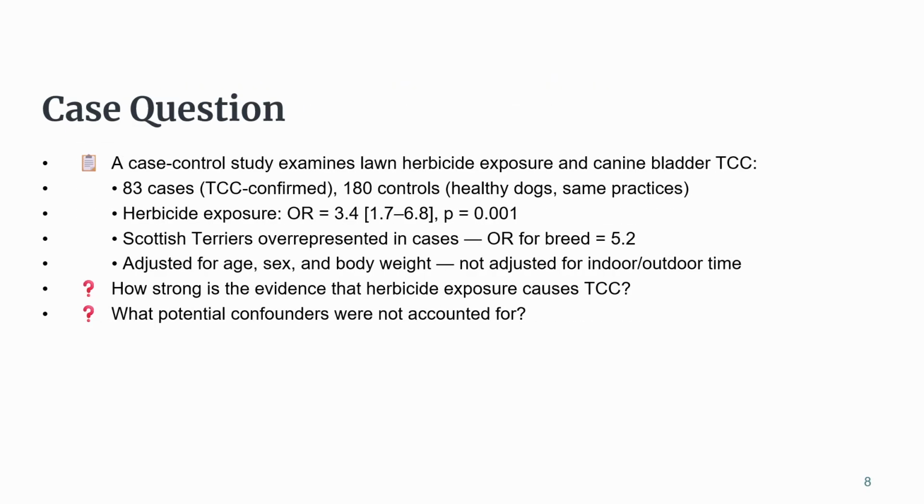Let's work through this case question together. It's a realistic and clinically relevant scenario. You're looking at a case control study of lawn herbicide exposure in transitional cell carcinoma in dogs. OR equals 3.4, confidence interval 1.7 to 6.8, doesn't cross 1. Statistically significant. The association is moderately strong. An OR of 3.4 is not trivially dismissed by bias.